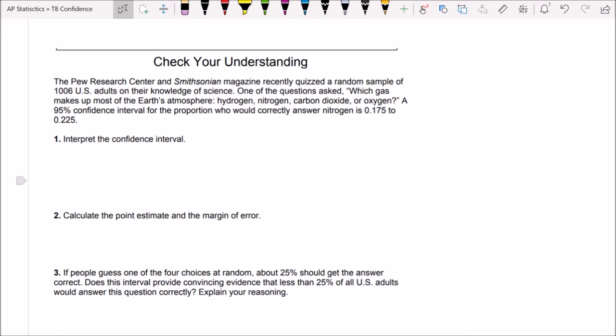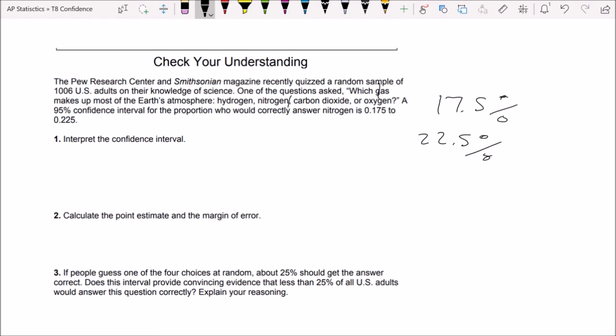0.225. As you're going through this question, if you're getting thrown off by the fact that those are decimals, you could choose to rewrite them. And don't write it in your answer, but just on the side for yourself. You could write those out as 17.5% and 22.5%. And we're asked 3 questions.